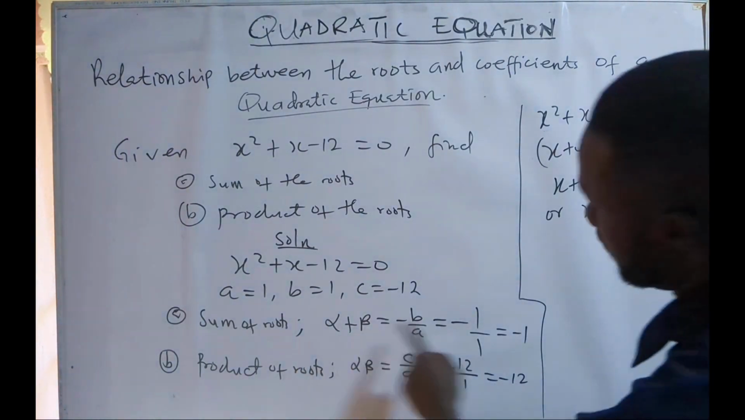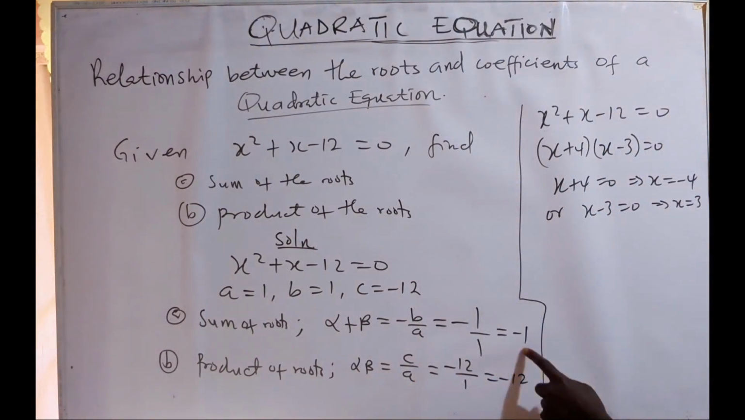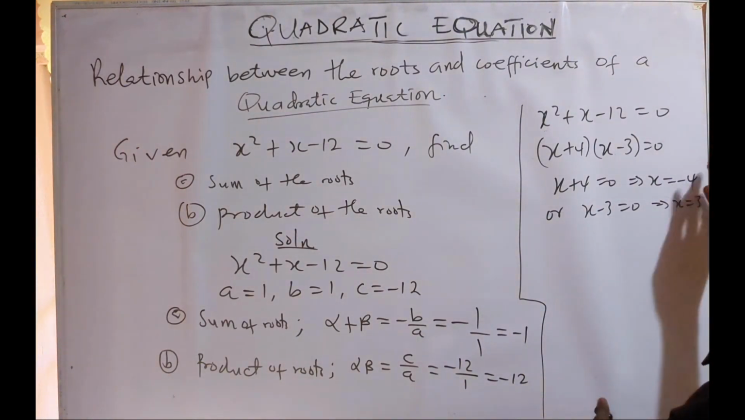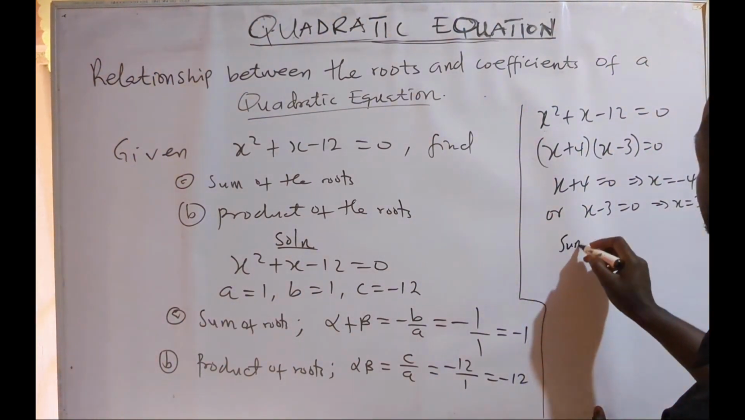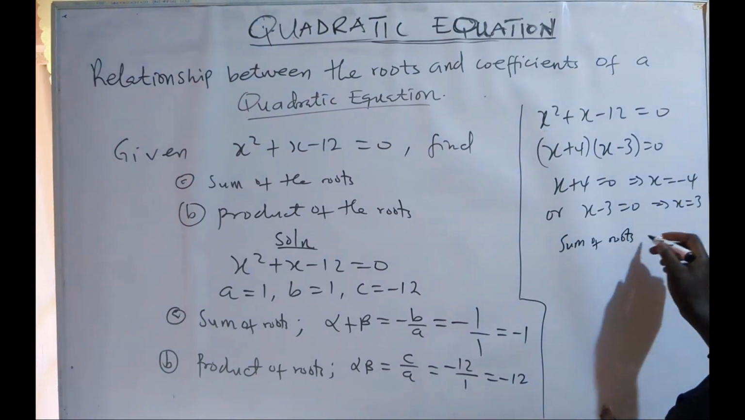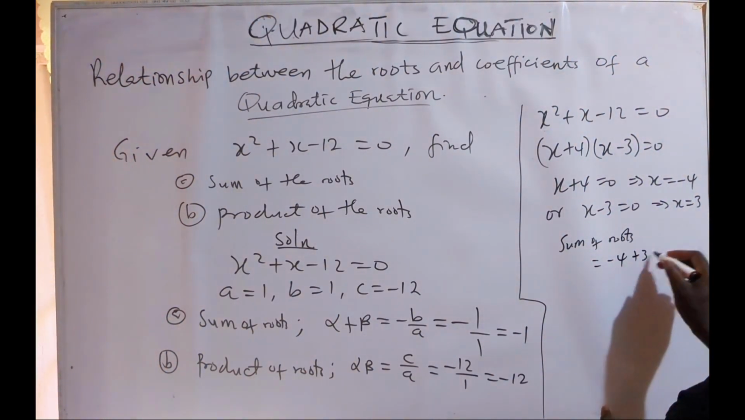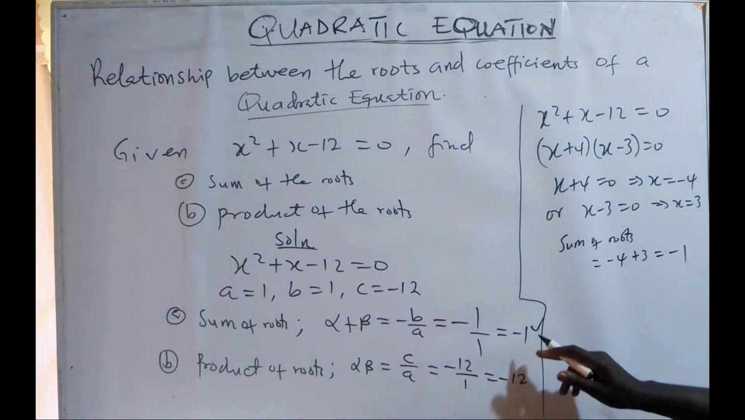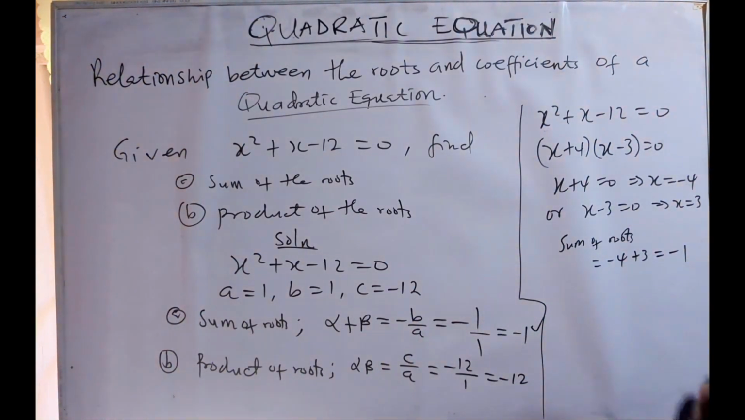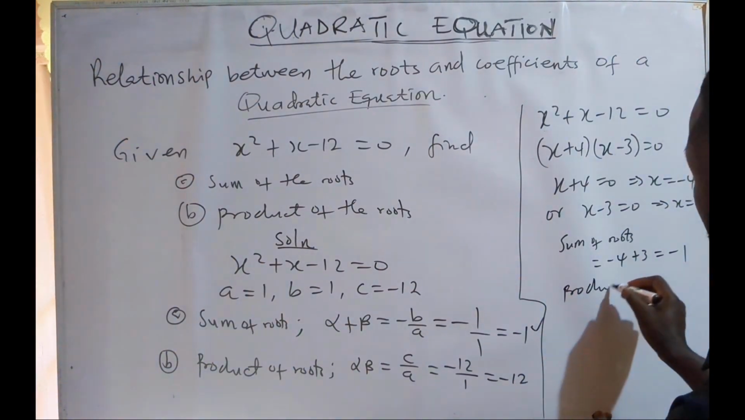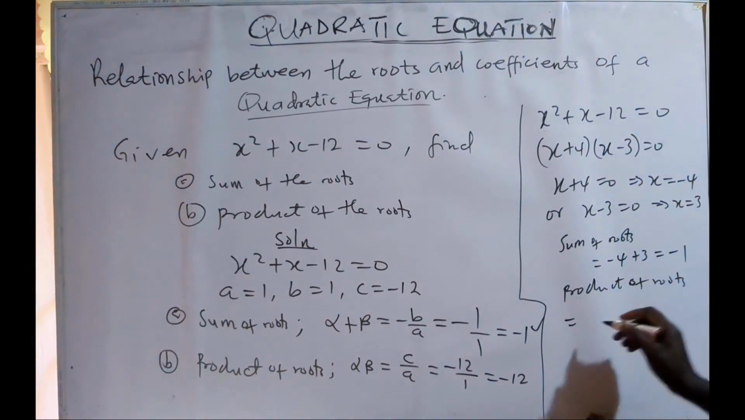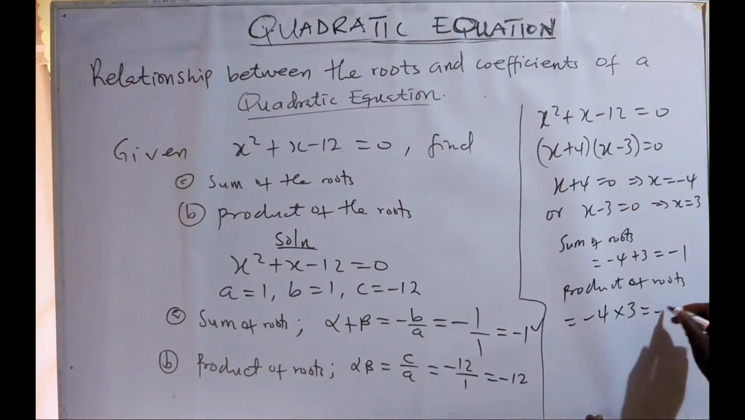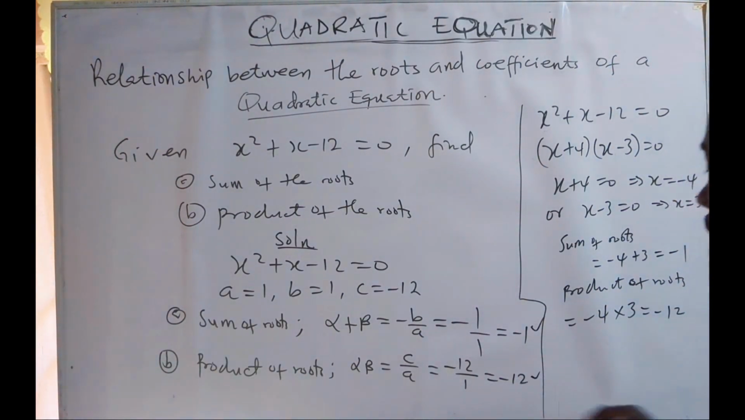So let me find the sum of the roots and the product to see if I get the same thing. This is what we are talking about. My roots are negative 4 and 3, so the sum will become negative 4 plus 3, that is negative 1. See the same thing, that is negative b over a. And the product of roots will be negative 4 times 3, which is negative 12, the same as the product I have here.